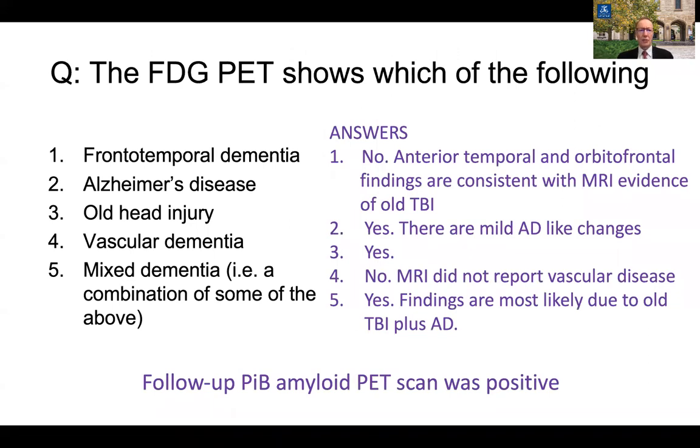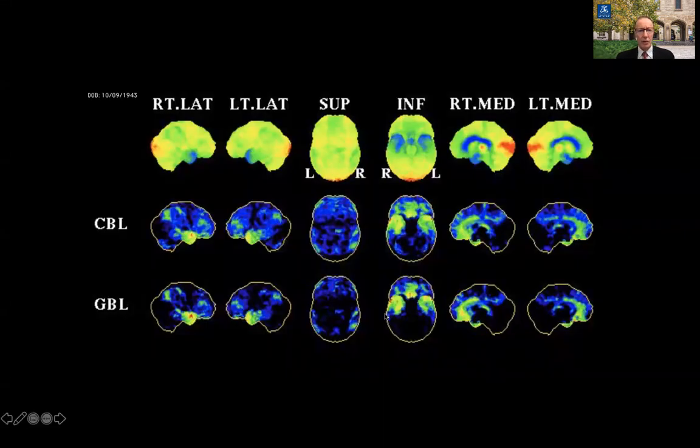So what are the answers? Could this be frontotemporal dementia? No, the anterior temporal and orbitofrontal findings are consistent with the MRI evidence of old traumatic brain injury. Could this be Alzheimer's disease? Yes, although the changes are mild. We'll go back and have another look. You'll notice there is bilateral parietal reduction and posterior cingulate, particularly on the right, and some precuneus. Not a lot, it's pretty mild, but there are some changes there.